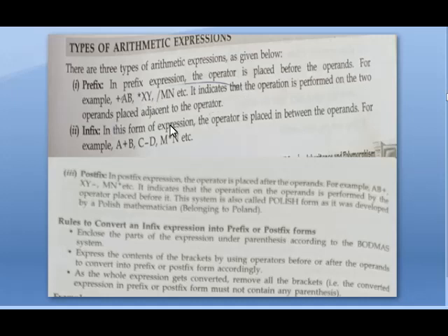Infix means in this expression the operator is placed between the operands, for example A plus B, C minus D, M into N, like this. Then postfix. In a postfix expression, the operator is placed after the operands. For example, AB plus, XY minus, MN into, etc. So it indicates the operation is performed by the operator placed before. This system is also called Polish form, and it was developed by a Polish mathematician.